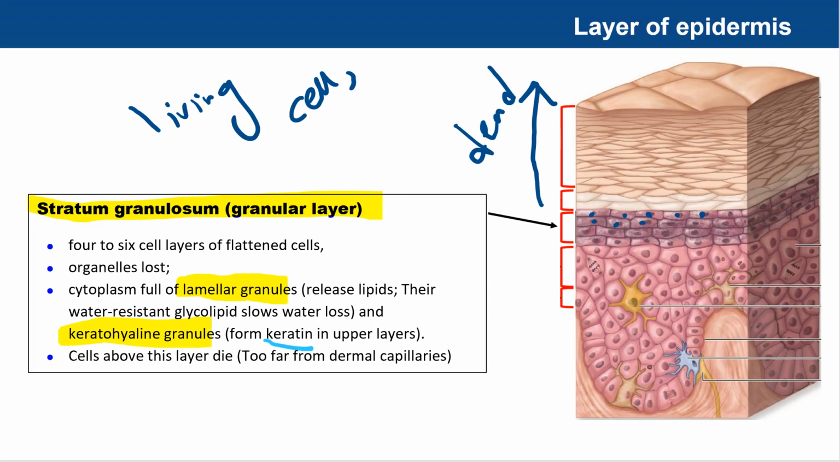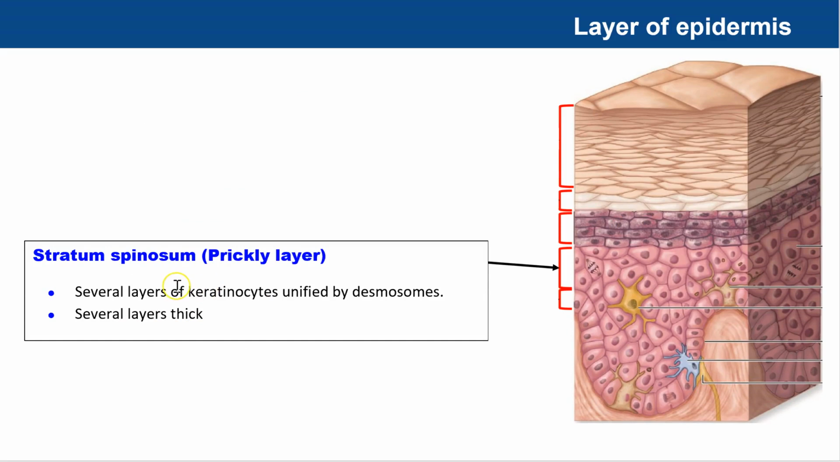Next layer is the stratum spinosum. The stratum spinosum, or prickly layer, is a thick layer, about 8 to 10 layers of keratinocytes, which have their nucleus and other organelles, and also a lot of desmosome junctions would be found in this layer between the keratinocytes, which adhere the cells to each other.